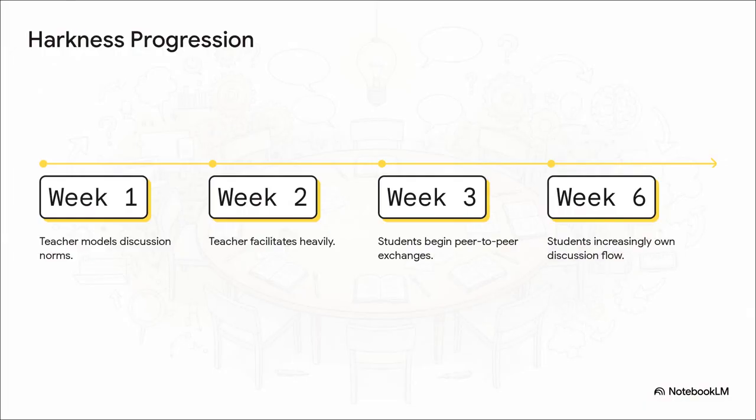Now, keep in mind, Harkness is not some quick technique you just sprinkle into your lesson plan on a random Tuesday. It is a semester-long project of transferring authority. Week 1, you're mostly just modeling norms. Week 2 still requires heavy facilitation from you. By week 3, you'll finally start seeing some real peer-to-peer exchanges. But honestly, that first month is going to feel broken. The maps will be lopsided, the silence will make you sweat, but you have to trust the gradual release process, because right around week 6, something clicks. The students stop looking to you for validation, and they truly take ownership of the flow.